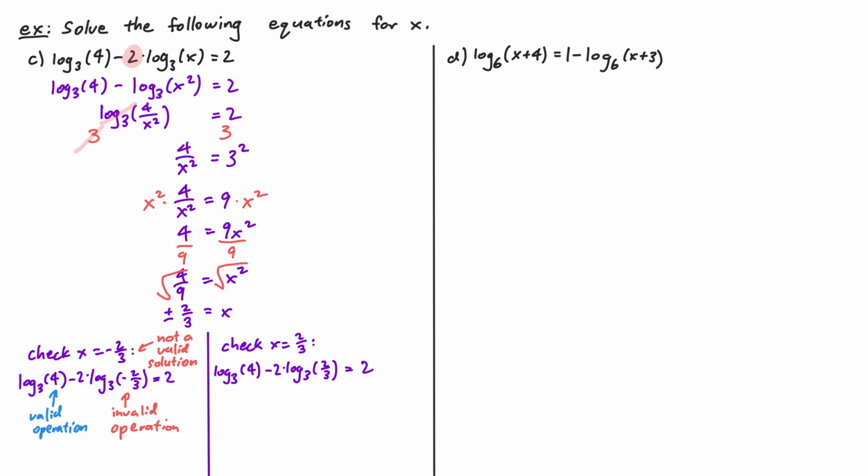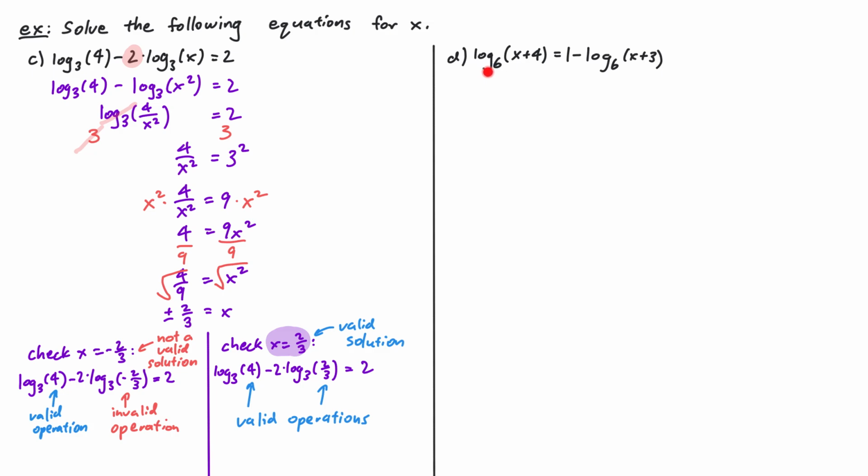This time, both of the numbers that are inside the logarithms are positive, so they're both valid operations, which means that our answer, x equals 2/3, is a valid solution. So for our equation here, x equals 2/3 is our only solution. So now let's look at example D.